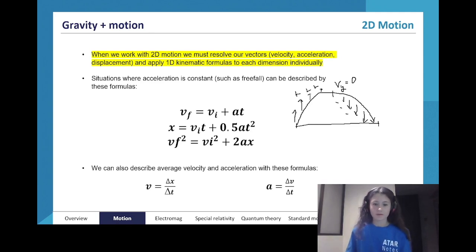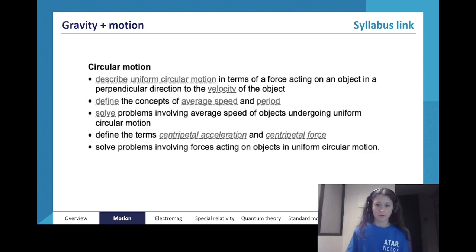Okay, now we're going to get onto an overview of circular motion. Remember, we are describing uniform circular motion. We're going to be going over the concepts of average speed and period, and then we're going to solve problems using the formulas in our formula sheet and also go over the terms centripetal acceleration and centripetal force.